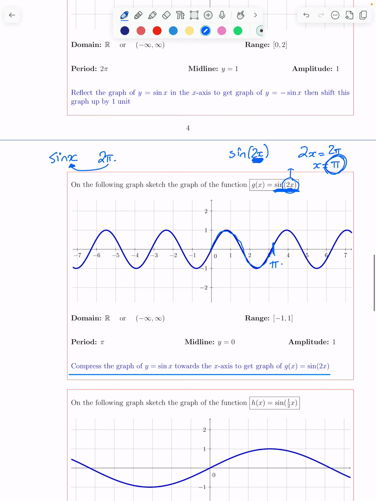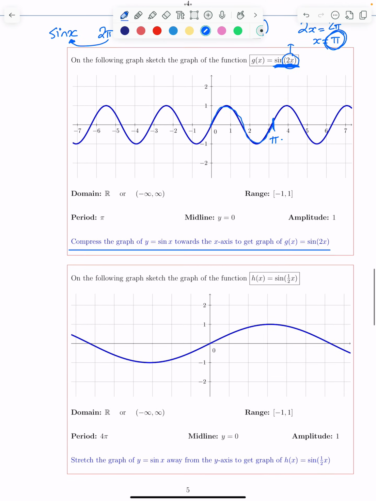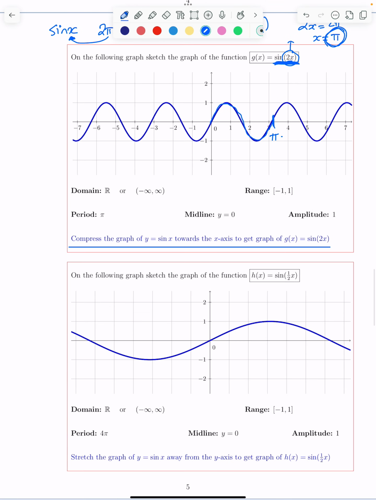Okay, I'll go over that again in the next example. So on the following graph, we have the function sine of a half x. Its period has changed too. So when will a half x equal 2 pi? It happens when x is equal to 4 pi. So its period actually is 4 pi. You need to get all the way out to 4 pi to get a whole wave of sine.